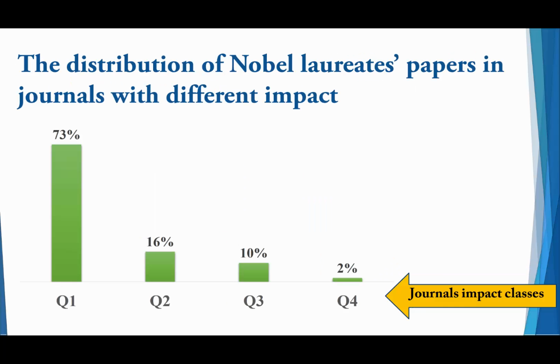The Nobel Prize winners published about 73% of their papers in Q1 journals, while only about 2% of their papers were published in Q4 journals. As you can see in this slide, this group of scientists prefer to publish the results of their research in the higher impact journals than the lower impact ones.